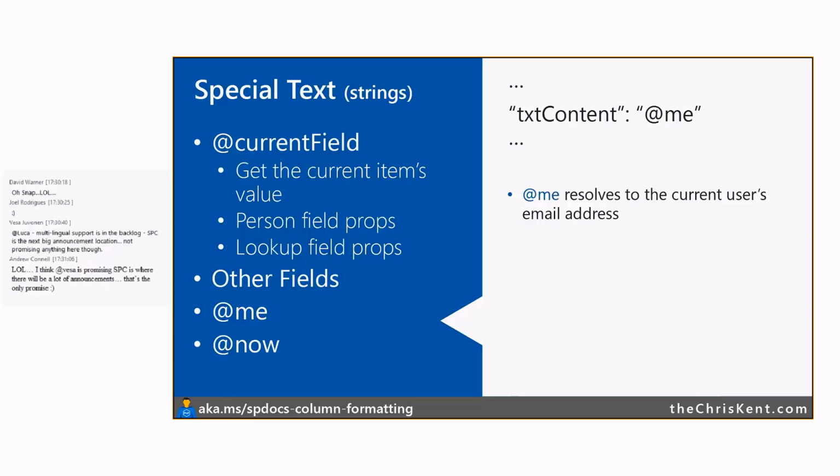So then we've got this powerful little thing called @me. So this is one of our context values, and @now, which is the other context value. And so what will happen with @me is every time you use that, it resolves to your current user's email address. So that's how we did that current user highlighting before.